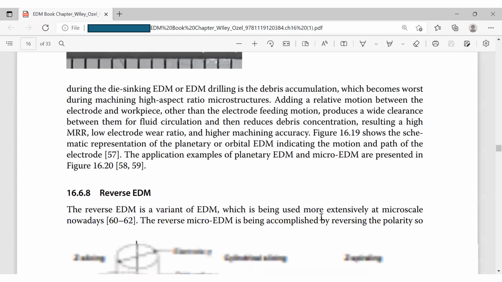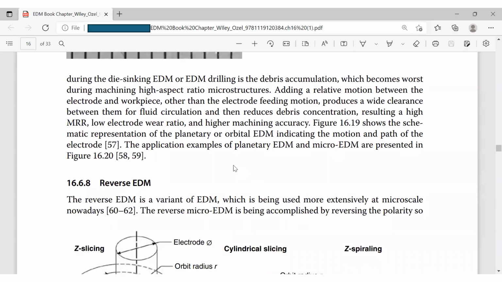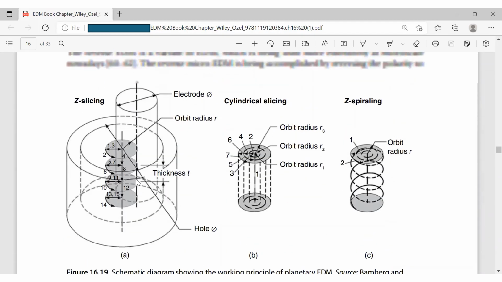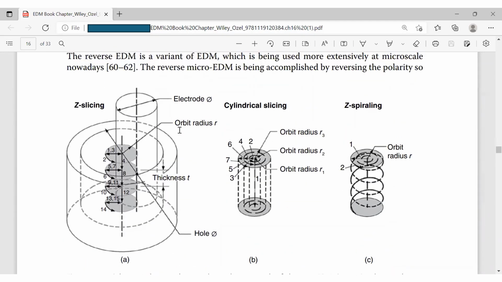So this is figure 19. It shows the planetary or orbital EDM, indicating the motion and path of the electrode. So this is the planetary EDM. This is the electrode orbital radius. This is the orbital radius. So this is the thickness. So here is the hole. The cylindrical slicing can do the cylindrical slice, right? And Z is a sphere.